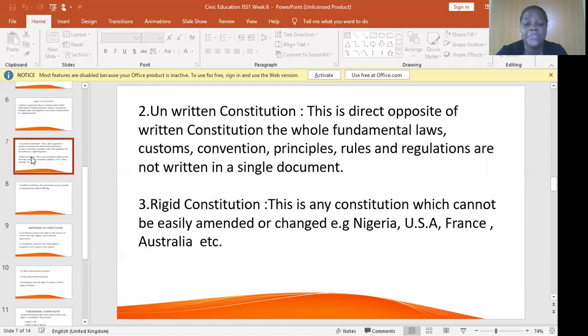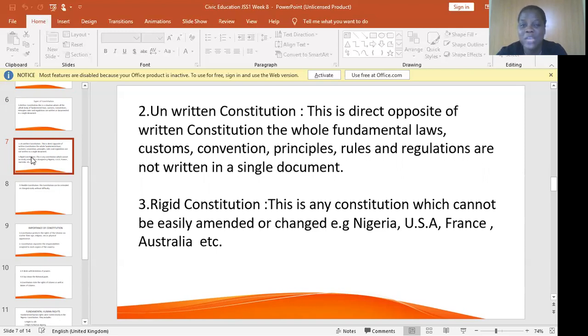Then another type of constitution is rigid constitution. Rigid constitution means something that is static, that cannot be moved, that cannot be changed. You know, like a building. Once you build a building on the ground and it has foundation in the soil, you cannot move it or else it will collapse. Now, rigid is as well unmovable. You can't change it just anyhow. You can't easily amend it.